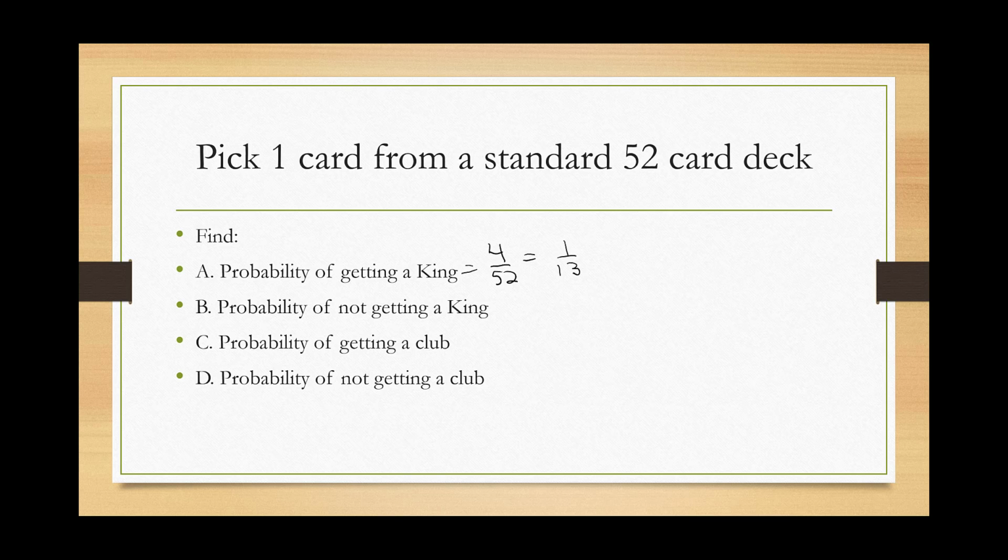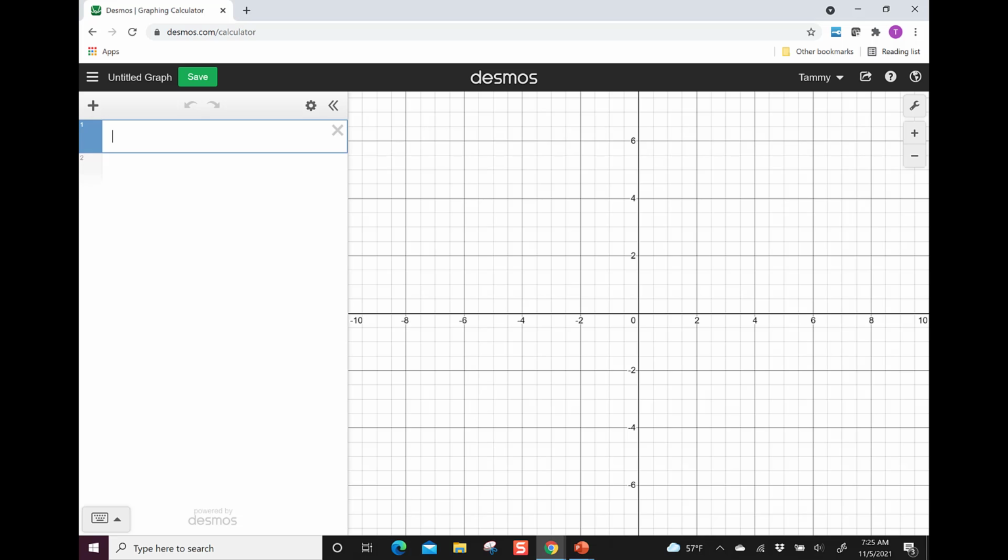Then we would say, what's the probability of not getting a king? We could do 1 minus 1 over 13. Well, 1 minus 1 over 13 is 12 over 13. If you don't like fractions and you don't want to worry about how to do it, remember, you could put this in your calculator. Watch that in Desmos, I can do 1 minus 1 over 13, and it first gives me a decimal, but then there's this box over box that looks like a fraction. When I click that, it'll say 12 over 13. So even if you don't like fractions, you're going to be okay.